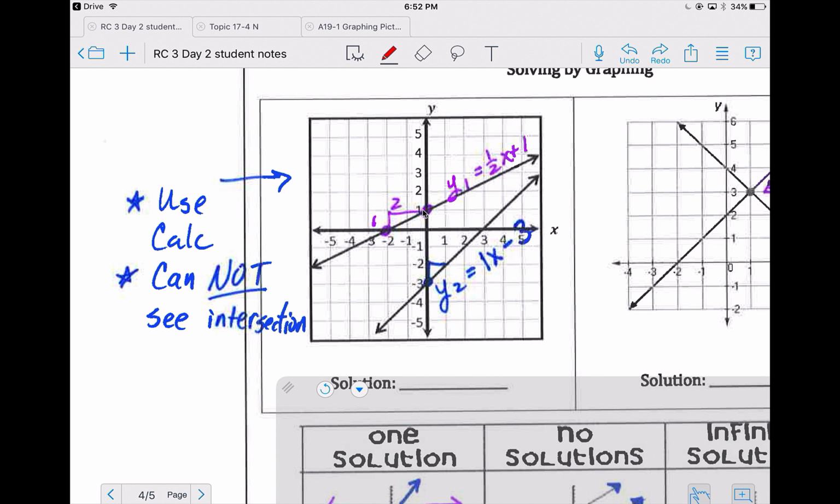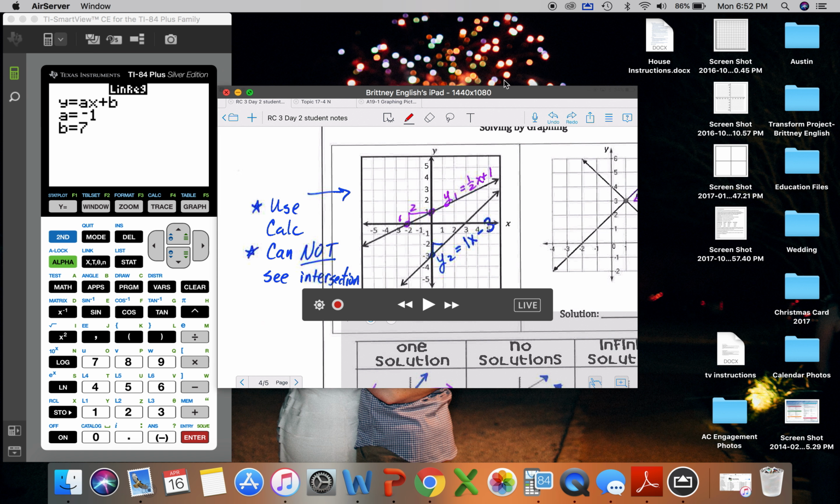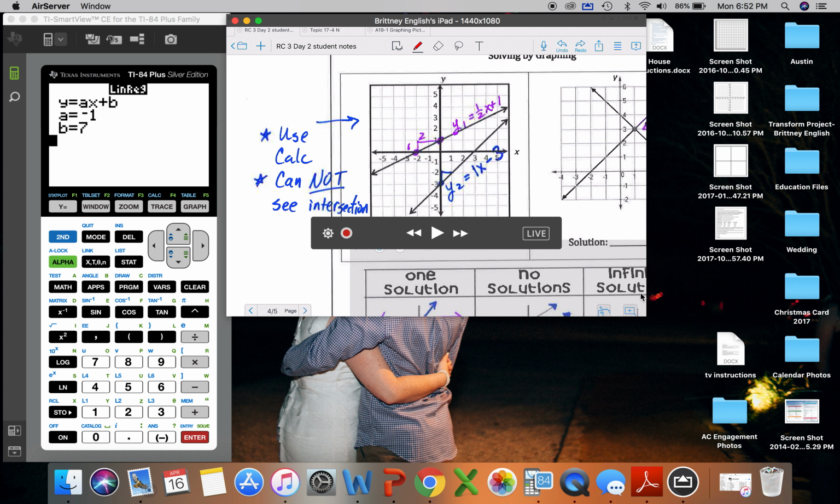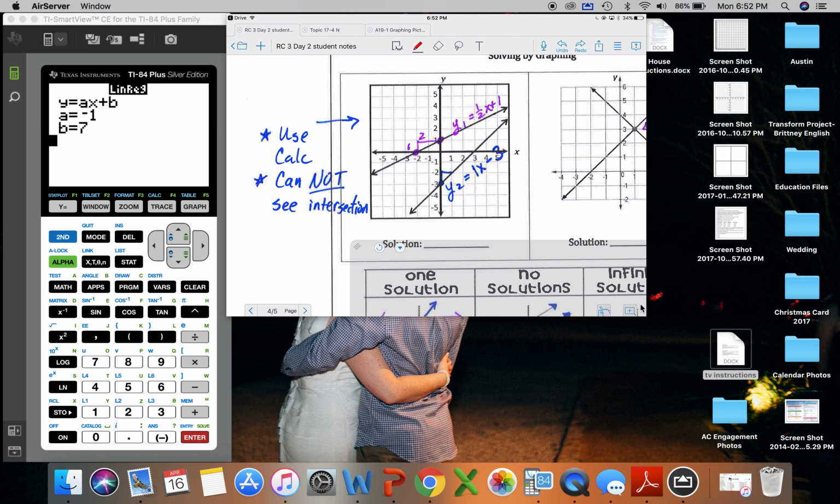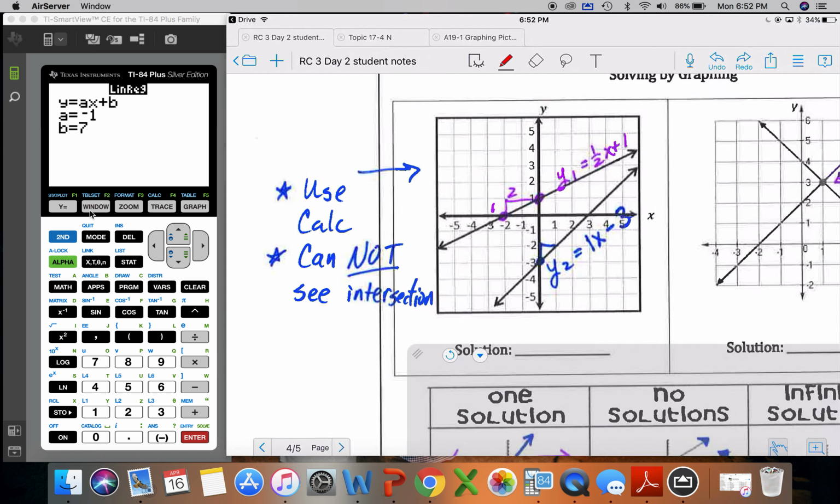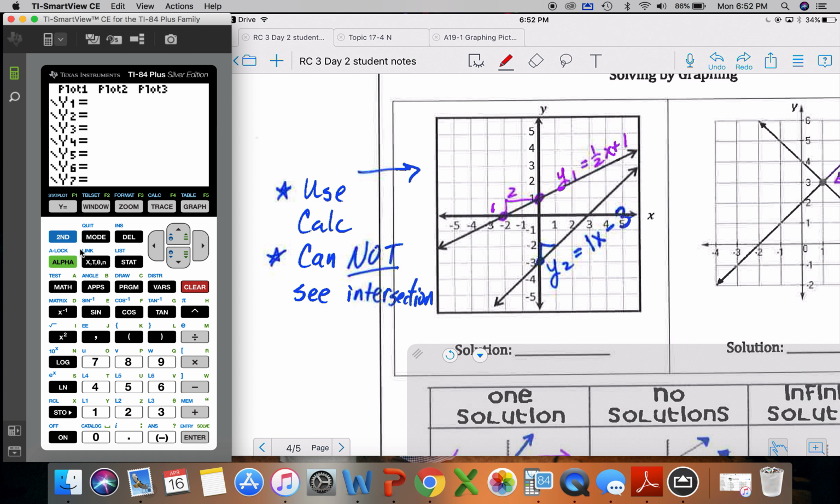We know that this line crosses the y-axis at 1 and goes up 1 right 2, so it has the equation 1/2 x plus 1. And this equation down here crosses at -3 and goes up 1 over 1, so it has a slope of 1. So I'm going to take those 2 equations and put them both in y equals to see exactly where they cross, because I can't see it on here, but I need to figure it out. So remember, if we do alpha y equals enter, we can type in a fraction. So 1/2 x plus 1 and 1x minus 3.